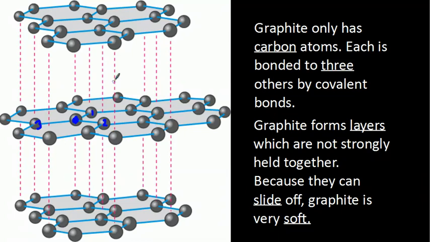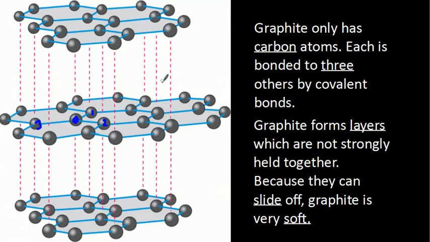So the difference between diamond and graphite is that in diamond, each carbon atom is bonded to 4 other carbons, but in graphite, each carbon is only bonded to 3 other atoms. However, they are all bonded by covalent bonds. Again, same as last time, this is only a very small representation of the sheer number of atoms there are. What actually happens, you can see these are all hexagons, and these form in layers.